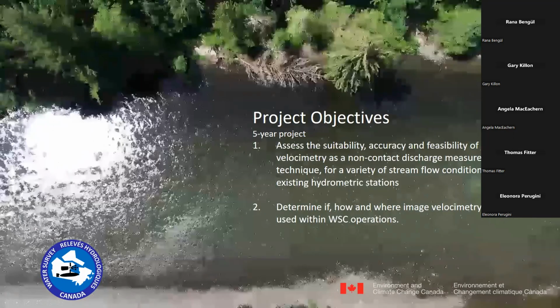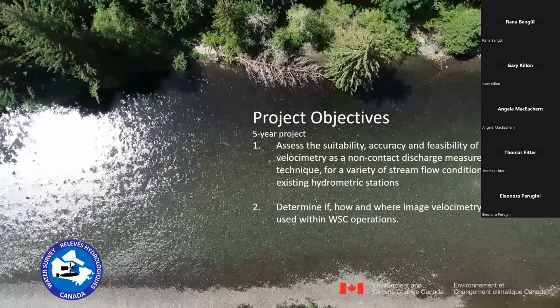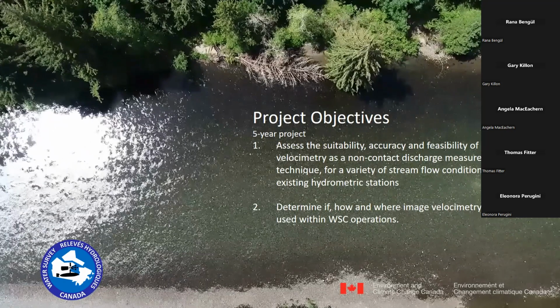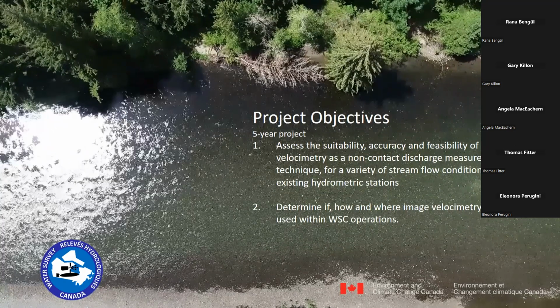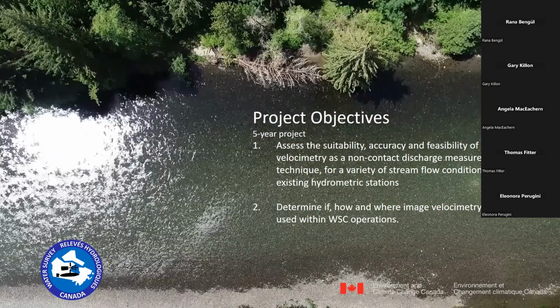This is a 5-year project. It's one of many projects where we're investigating new technologies for use in operations. Those include dual water sensors, radars, database upgrades, etc. And for this project, the objectives are first, assess the suitability, accuracy, and feasibility of image velocimetry as a non-contact discharge measurement technique for a variety of streamflow conditions at existing hydrometric stations. And then secondly, determine if, how, and where image velocimetry could be used within water survey operations.